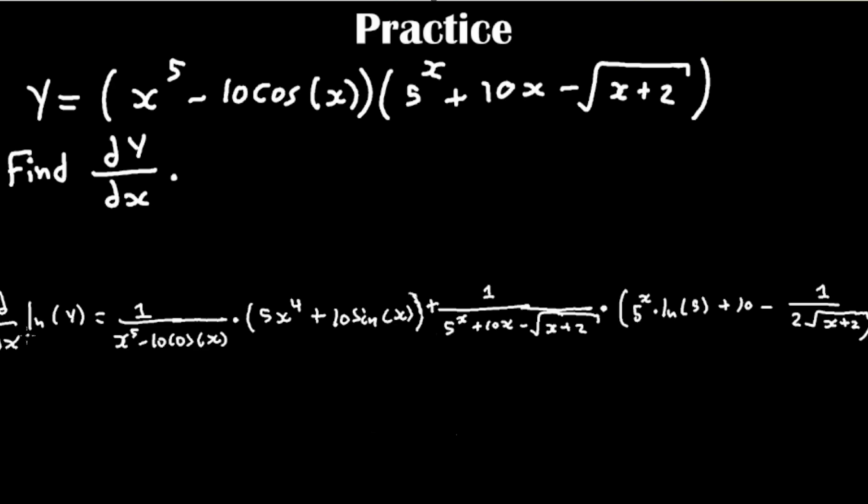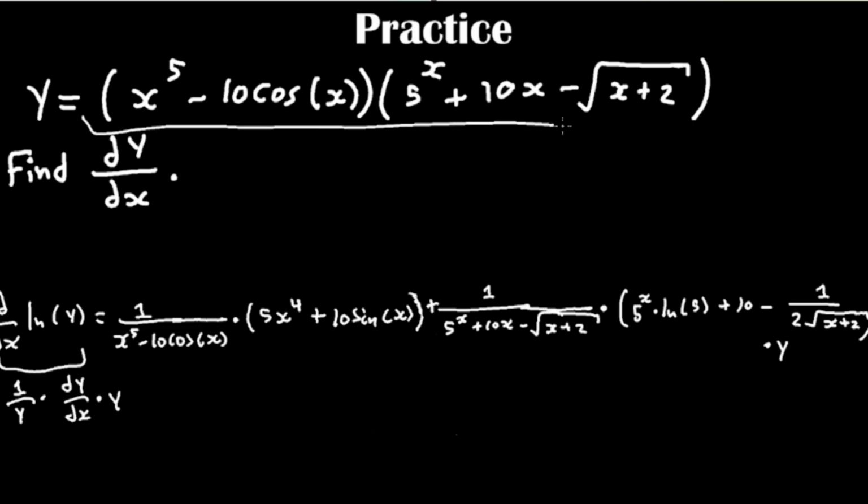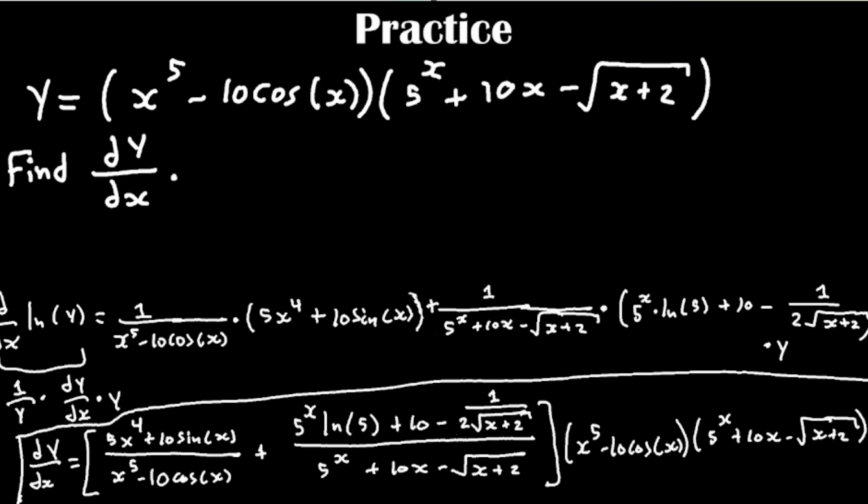All right, on the left, we have the derivative of the natural log of y. Well, that's going to be 1 over y times the derivative of y with respect to x. So this would be 1 over y times dy dx. So to get our final answer, we would just multiply by y on both sides. So let's write out our final answer using the fact that y is this. All right, this is our final derivative.